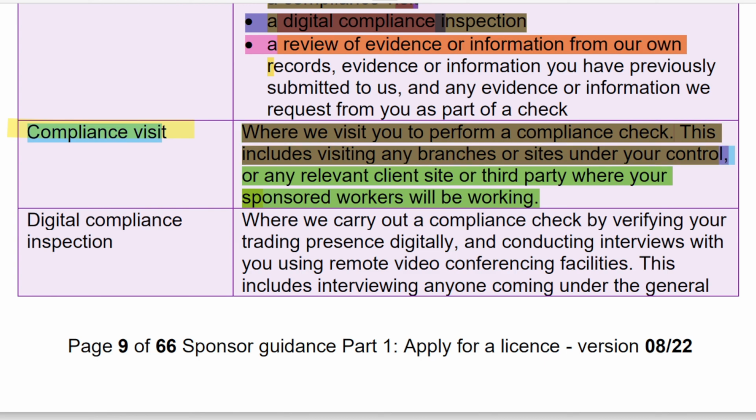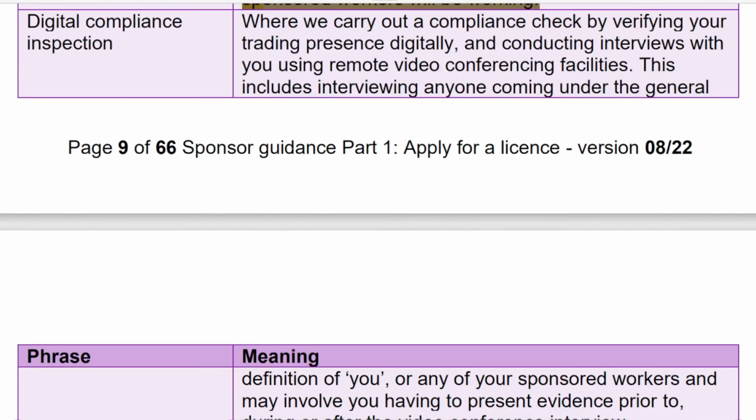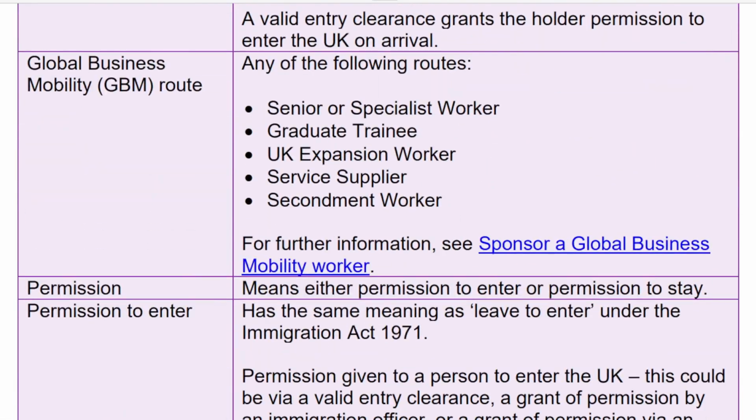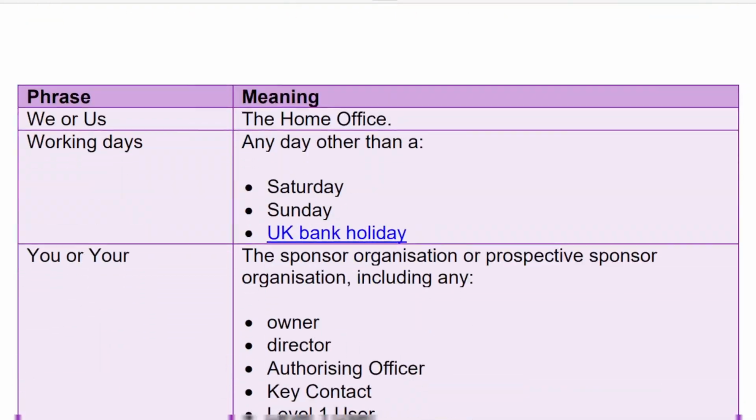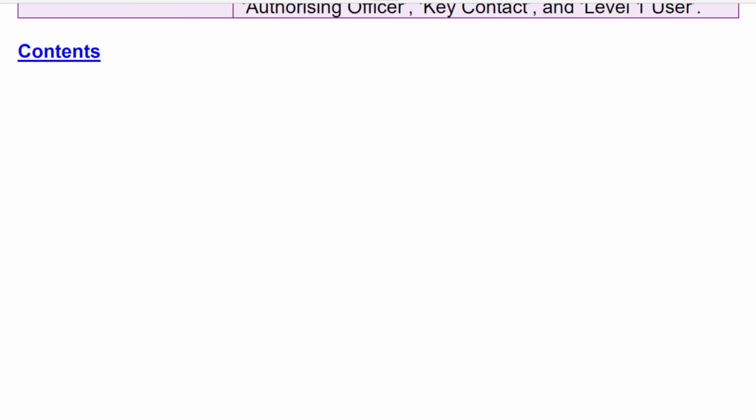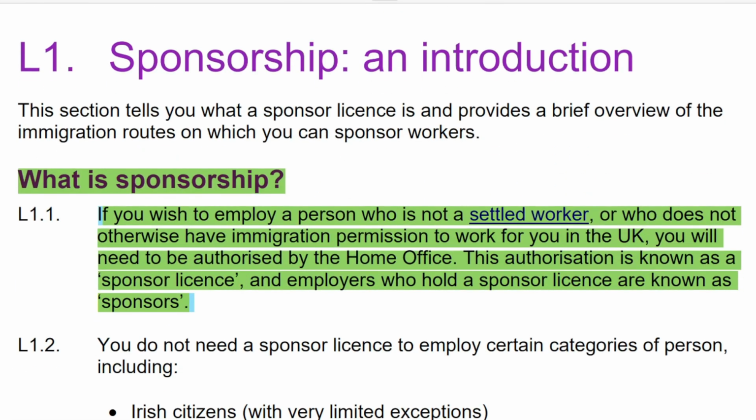So if you're running, for example, a franchise of Domino's, they can run a check digitally on that, or they can visit your franchise office, or any relevant client site or third party where your sponsored worker will be working, or any takeaway or any online business. If it's an online business from home, they might visit your home to know that you're working genuinely. So this is the glossary. Probably you can read that. I'll attach this whole document in my description. Now we will start with the basics.